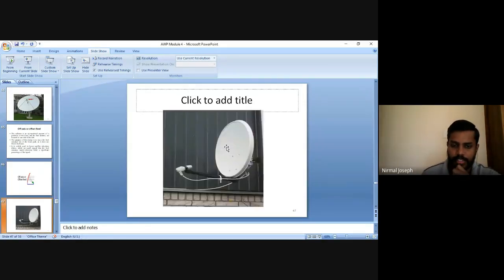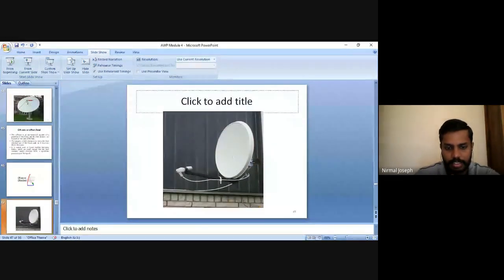See, this is the dish. All of you might have seen this. Okay. I think many of you have that in your home also. That is an offset feed parabolic antenna. Okay. It is a very commonly used antenna for home televisions and all those things nowadays.